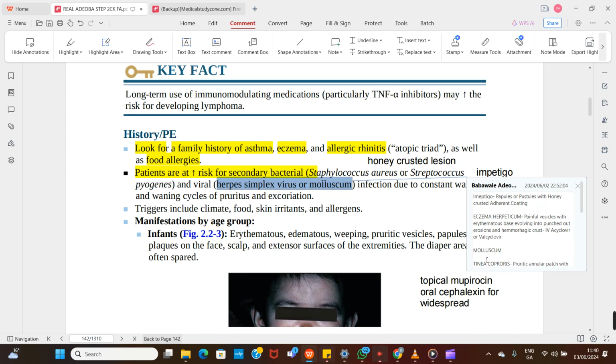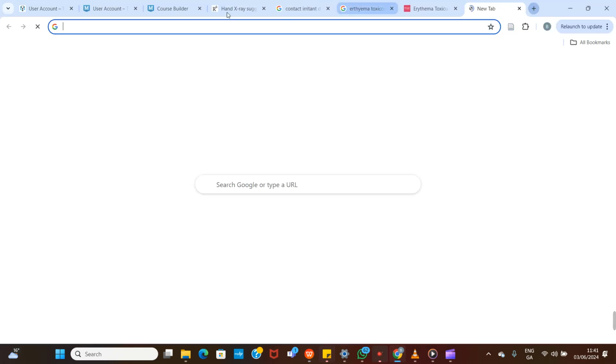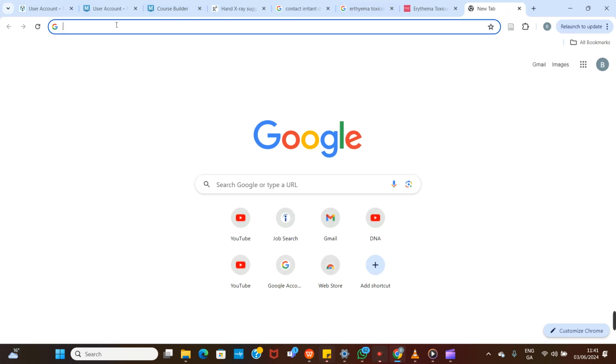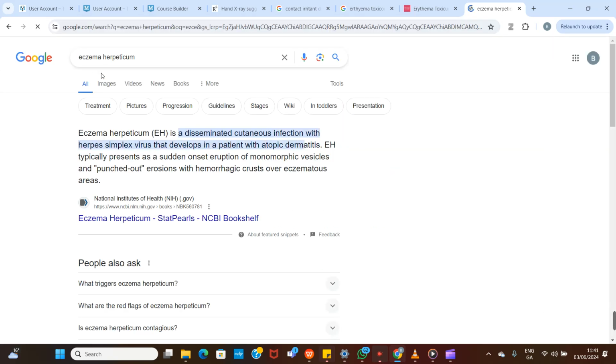The next is molluscum contagiosum. Molluscum contagiosum can get entry, and the individual will develop skin-colored lesions with central umbilication, right? So let us look for some of those lesions. Let's see, eczema herpeticum. Yeah, so we have it here.